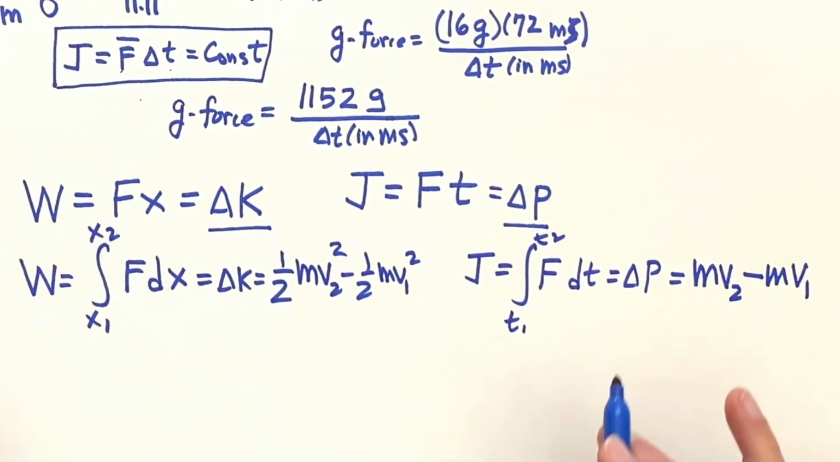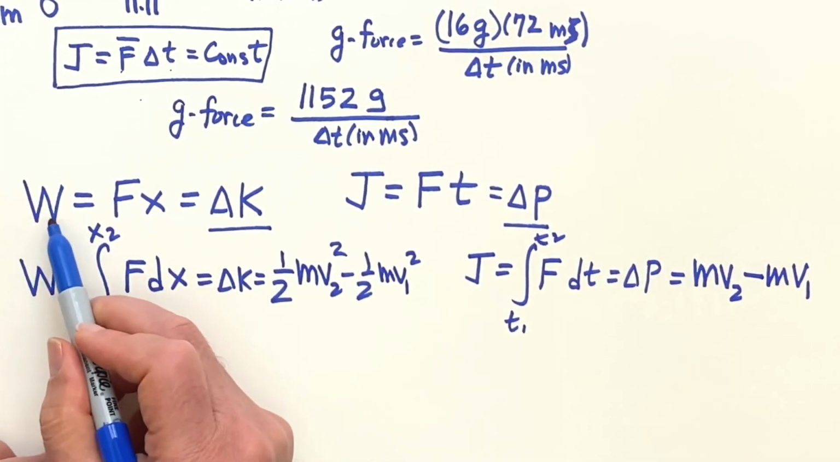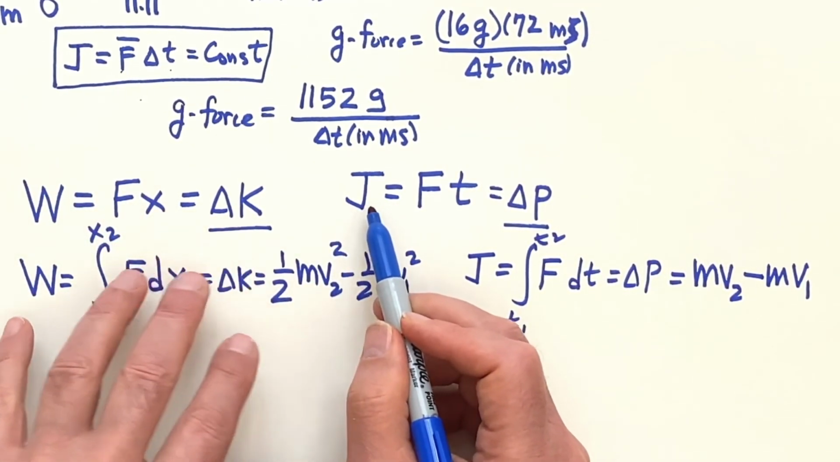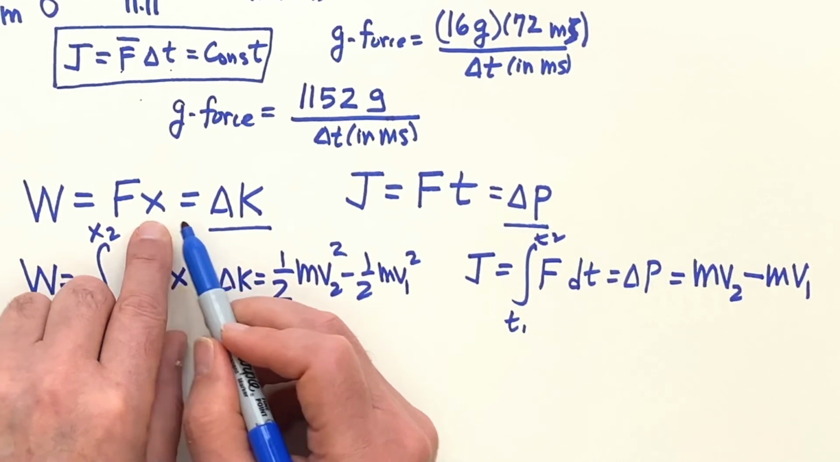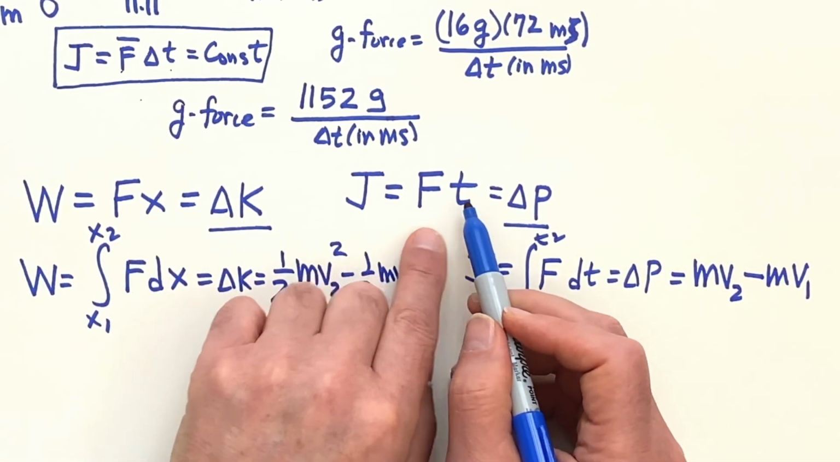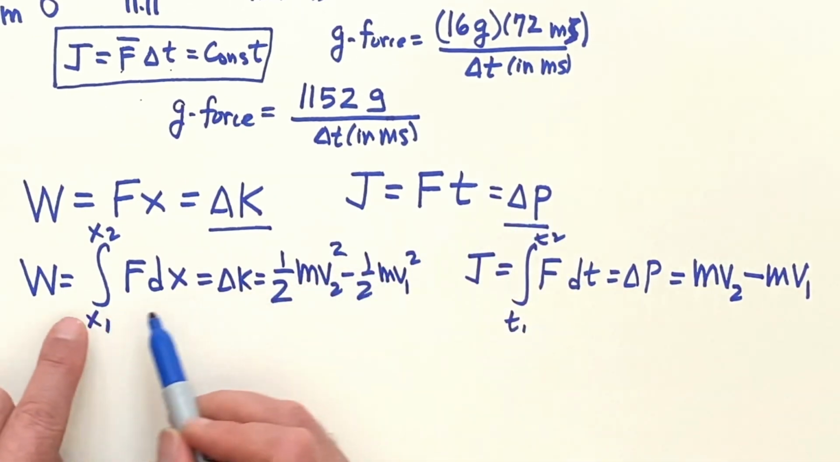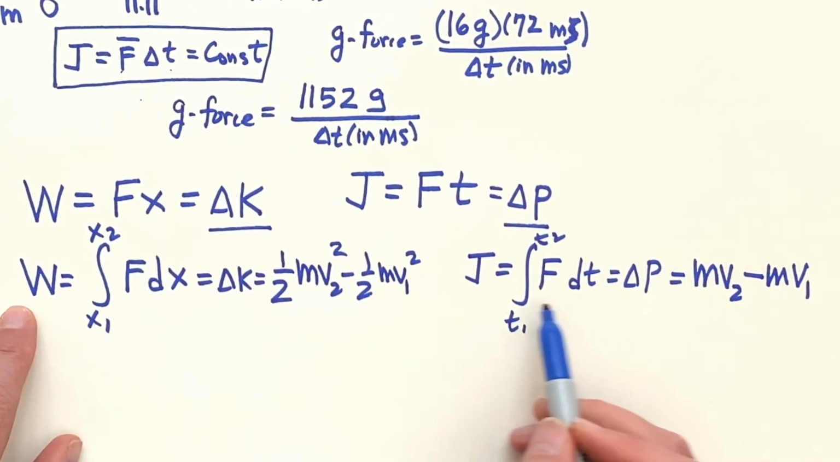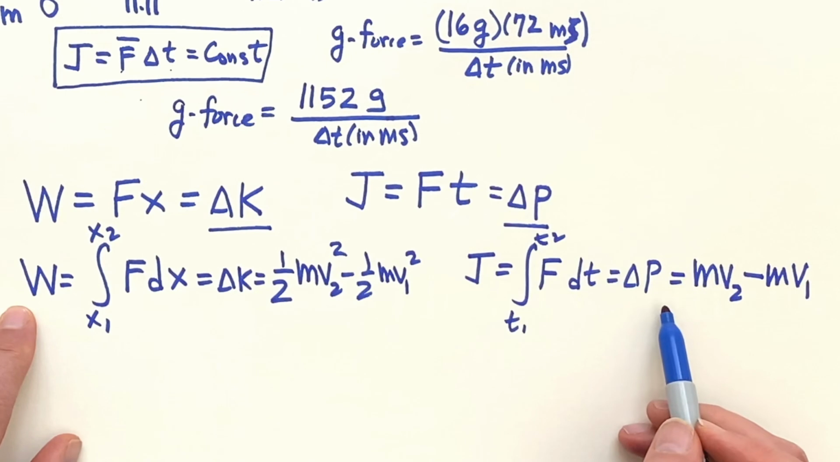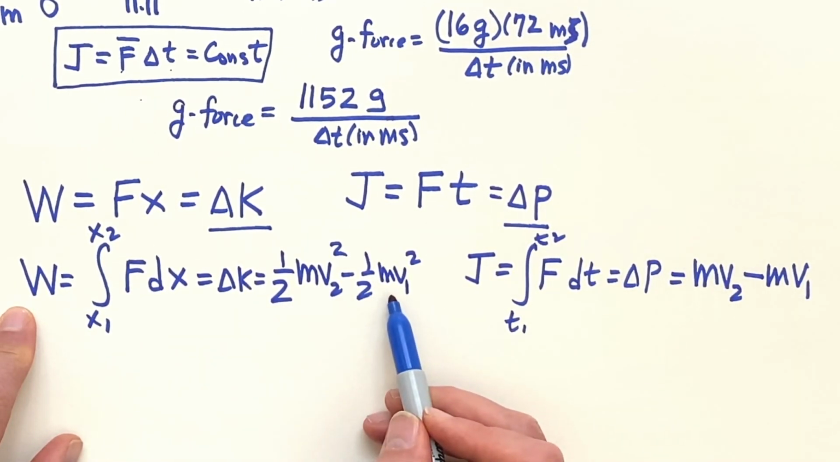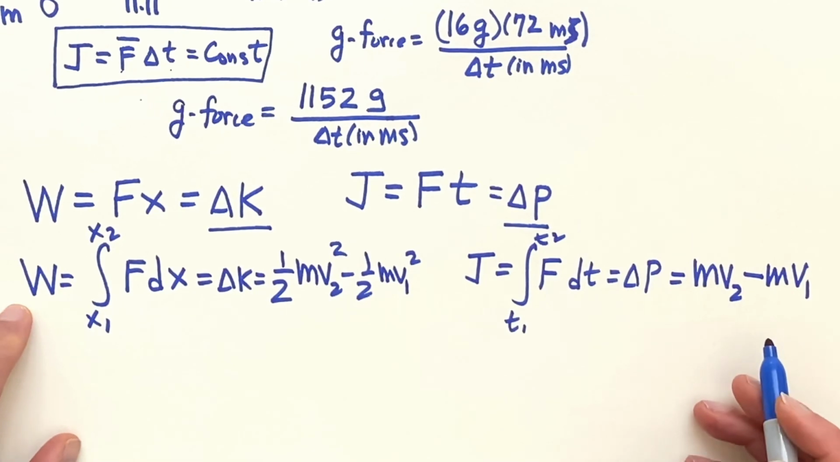So this is a neat analogy. You have your work analogous to your impulse, and then x becomes a t. The change in kinetic energy becomes a change in momentum. These are your integrals for each case: the change in kinetic energy, and the change in momentum. Nice analogy.